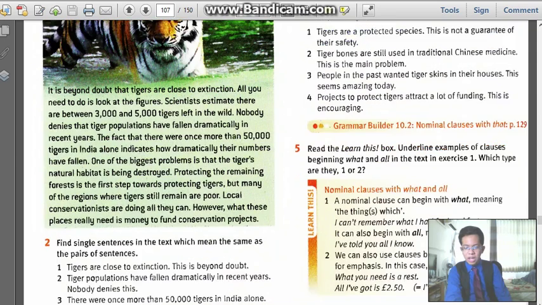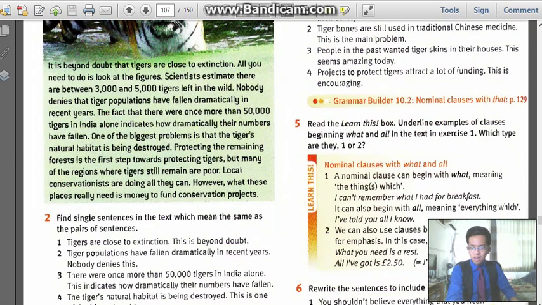Sentence number 2: tiger populations have fallen dramatically in recent years. Nobody denies this. Let's find that in the text. Population fallen dramatically. Right over there, the third sentence: nobody denies that tiger populations have fallen dramatically in recent years. Underline that, mark as number 2.